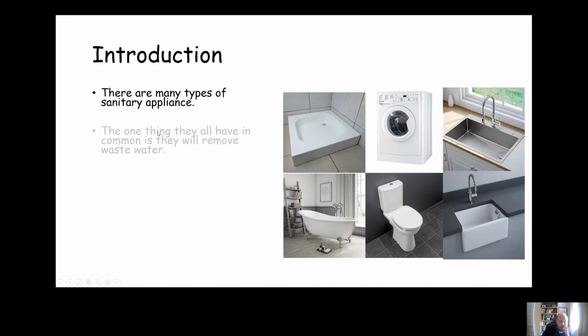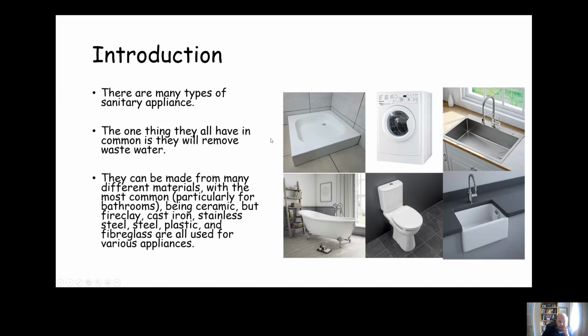I also want you to be able to recognise and label sanitary appliances. There's lots of different types of sanitary appliances, and the key similarity is that they all remove wastewater. They can be made from lots of different materials. They might be made from ceramic. Most of what we describe as sanitary ware, the stuff that goes in the bathroom, would be made from ceramic. But you might also find some things made out of fire clay, for example, some shower trays, or stainless steel, for example, for a lot of the kitchen sinks.